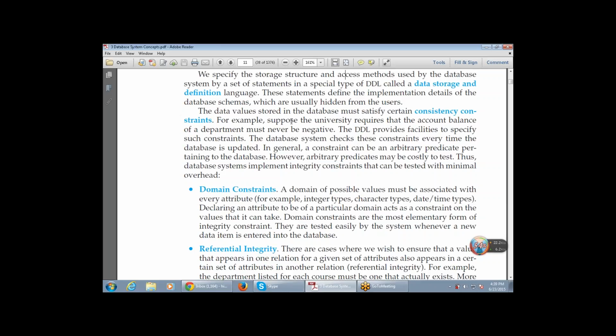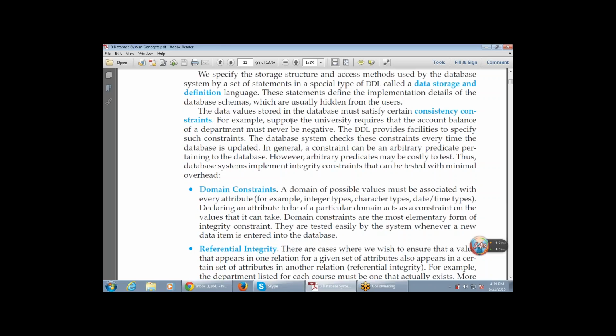A domain of possible values must be associated with every attribute, for example integer types, character types, and datetime types. Declaring an attribute to be of a particular domain acts as a constraint on the values it can take. Domain constraints are the most elementary form of integrity constraint, and this is one of the important types of integrity constraint. Integrity constraint means placing restrictions on the values.